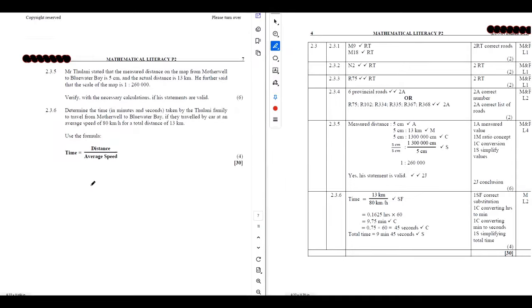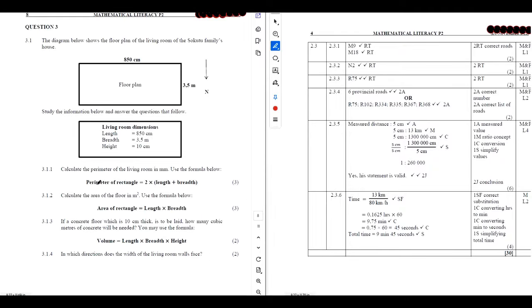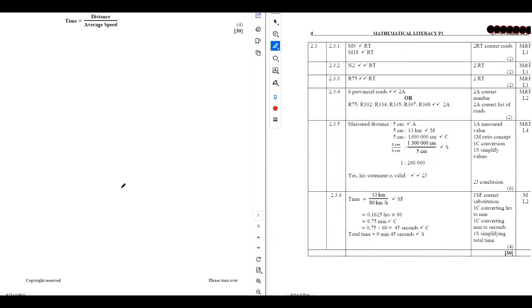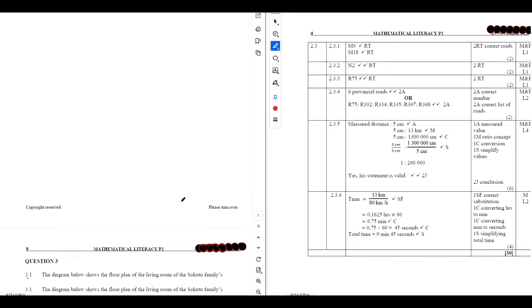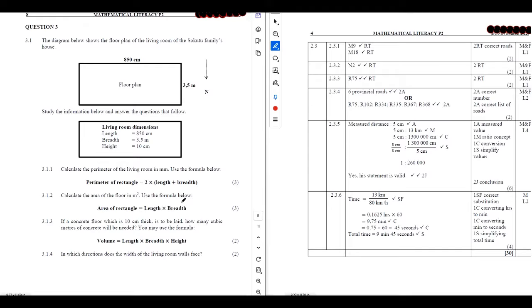Yes, we do the same thing. And then next, we can jump to question 3. So these are the answers for question 2.3.6. So next, we can jump to question 3.